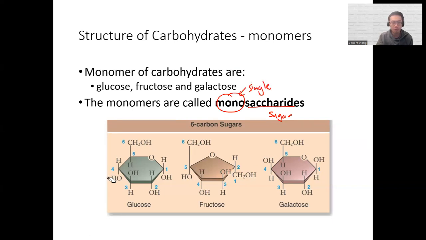You don't have to memorize what they look like. You don't have to draw them. I'm just showing you what they look like. Glucose is C6H12O6. In fact, they're all the same formula, C6H12O6, but they're just connected differently. Sometimes they connect to form a hexagon. Sometimes they connect to form a pentagon. And this is also a hexagon, but the arrangement is a little bit different. So we have glucose, fructose, and galactose. These are the building blocks for carbohydrates.